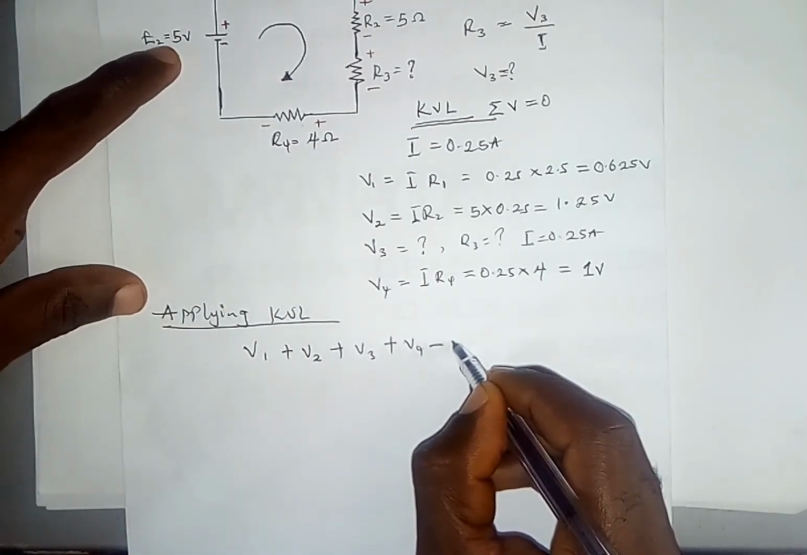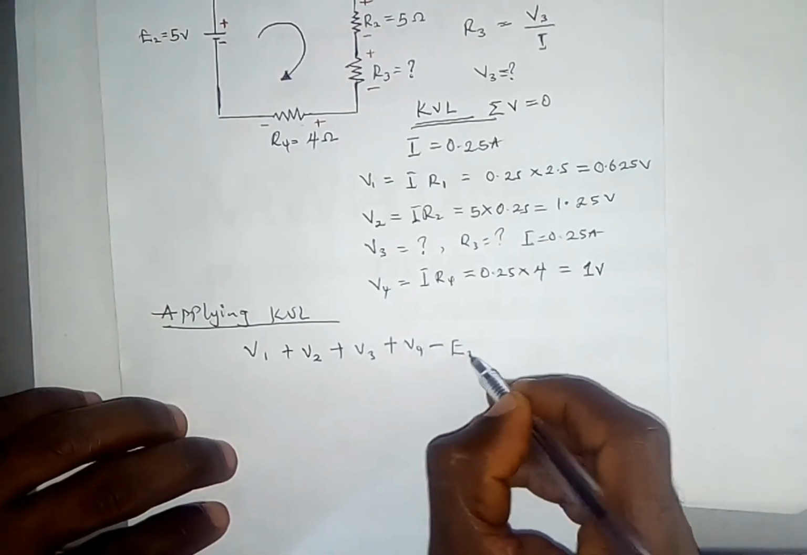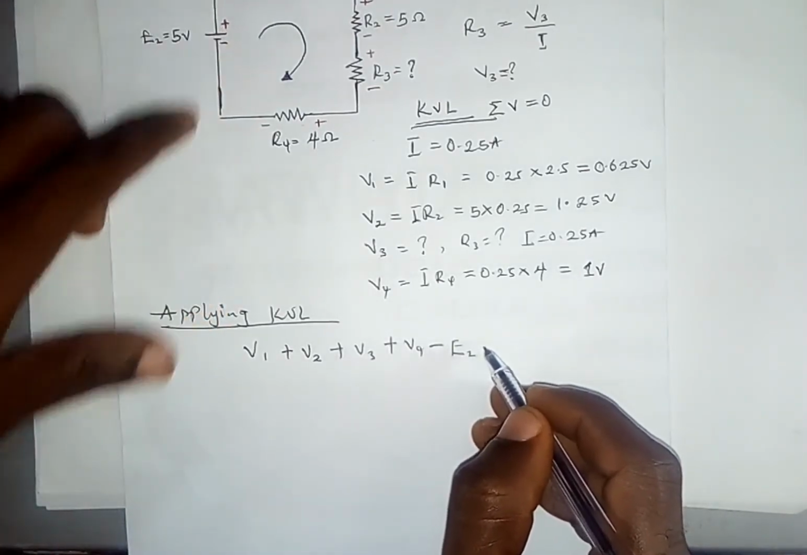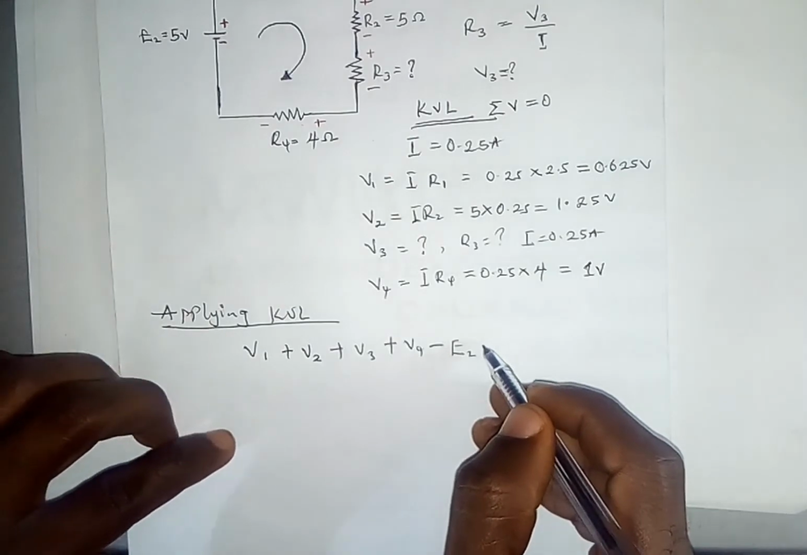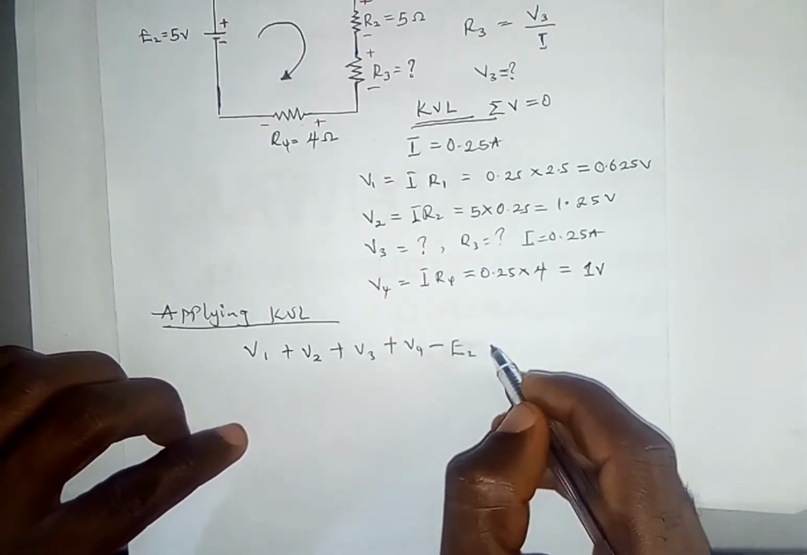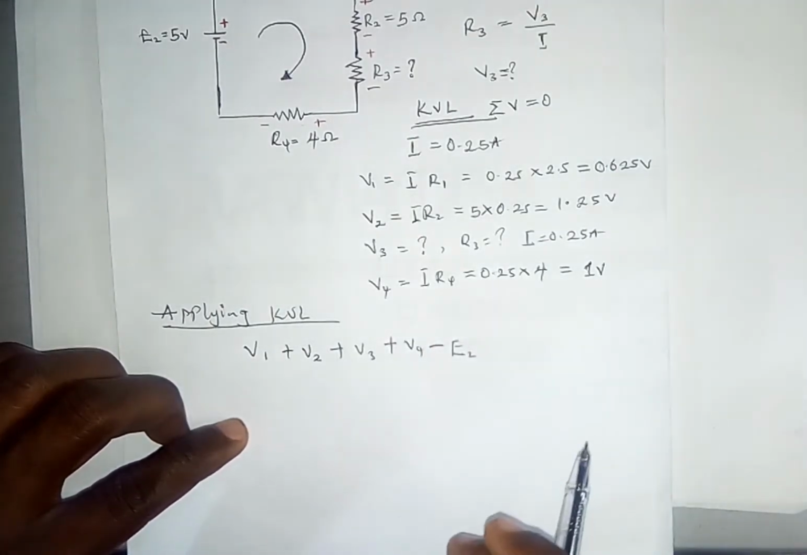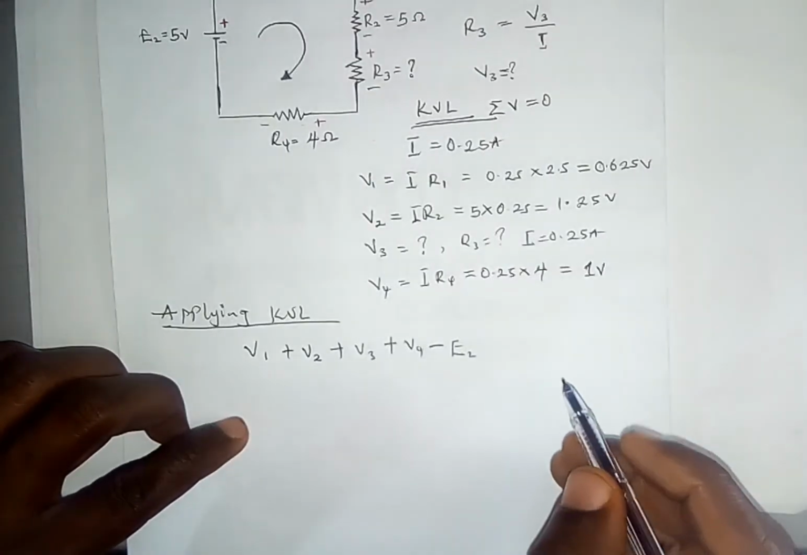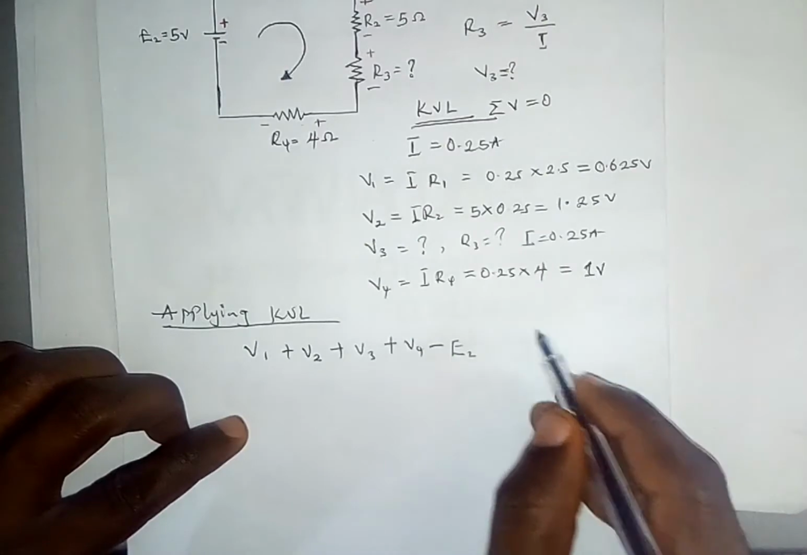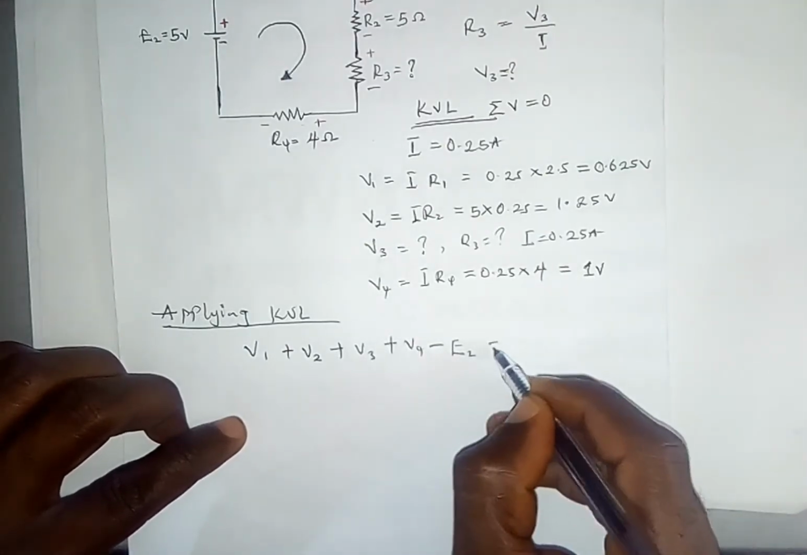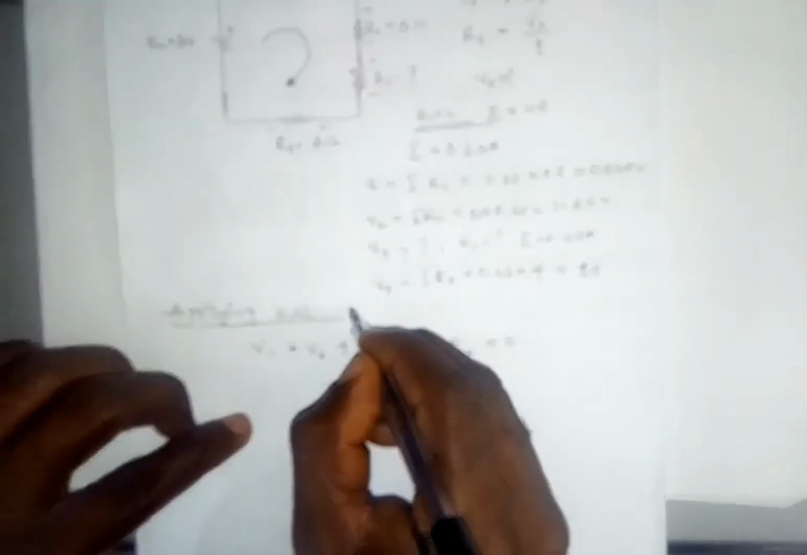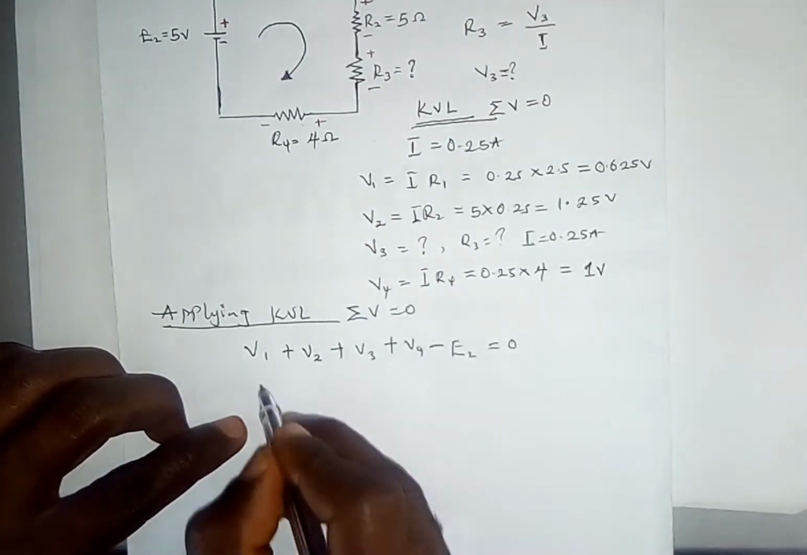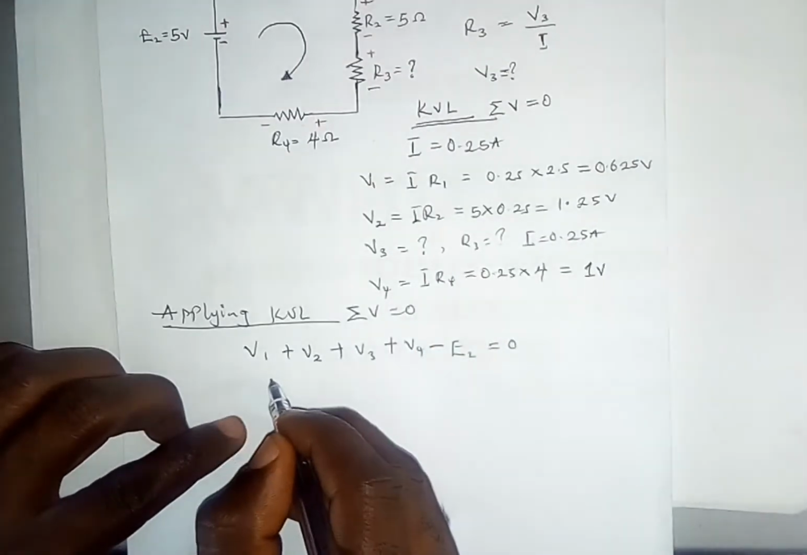minus this E2, because now you see E2 is going from the negative to the positive terminal. That is not consistent with the direction, it is in the opposite direction, against the reference direction, so we're going to have it as minus. Everything will be equal to 0, according to the sum of the voltage rises and drops being equal to 0. So let's substitute our values. Our V1 is what?